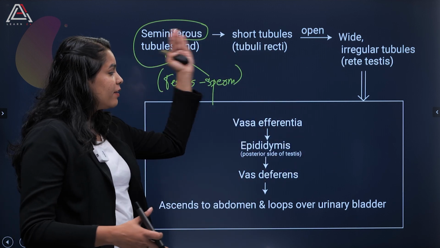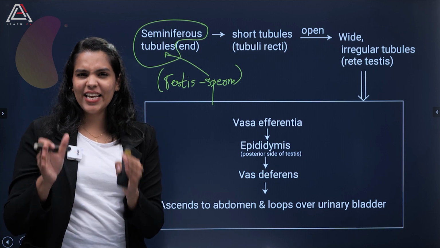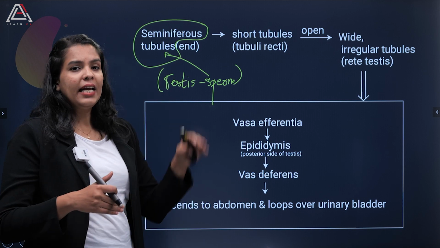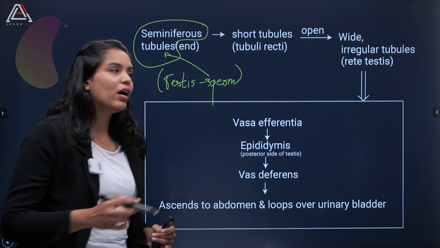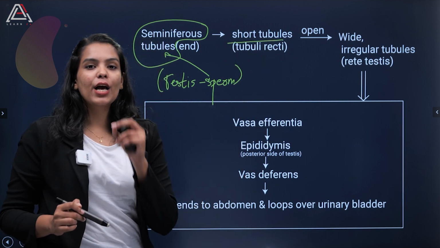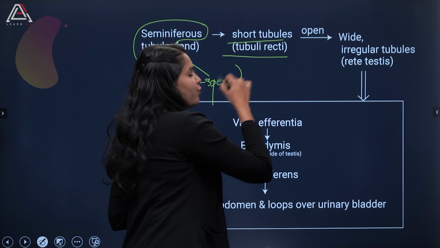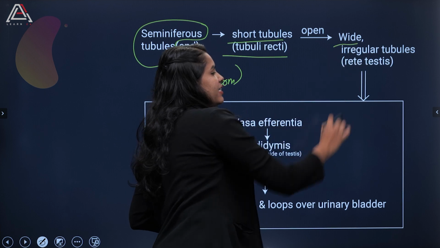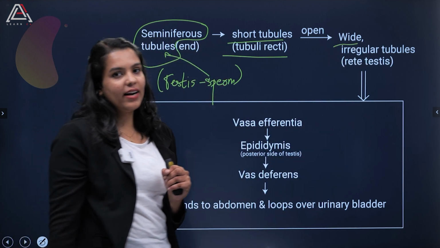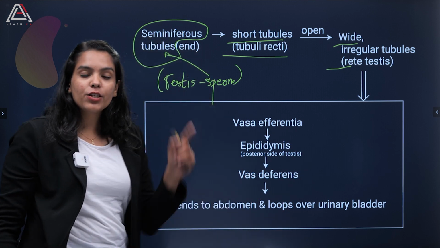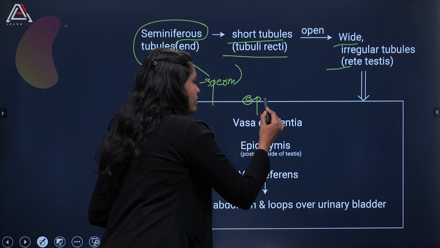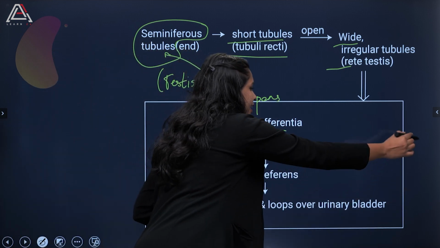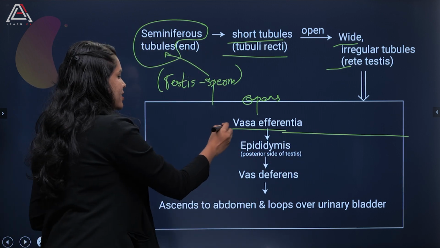I have made a perfect flow chart for you so that you can understand it in a really clear manner. From the seminiferous tubule it leaves and goes to a shorter tubule which is called tubuli recti. It moves to a shorter tubule called tubuli recti, which opens to a wider irregular tubule called rete testis, which further opens to vasa efferentia. Till then this transportation is happening inside the testis.